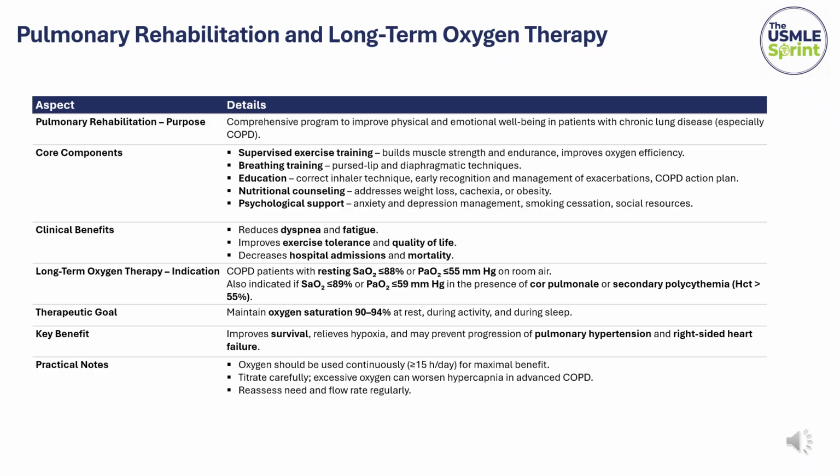Long-term oxygen therapy improves survival in COPD with resting oxygen saturation of 88% or less, or slightly higher if there is cor pulmonale or secondary polycythemia. The goal is to maintain oxygen saturation between 90 and 94% throughout the day and night.